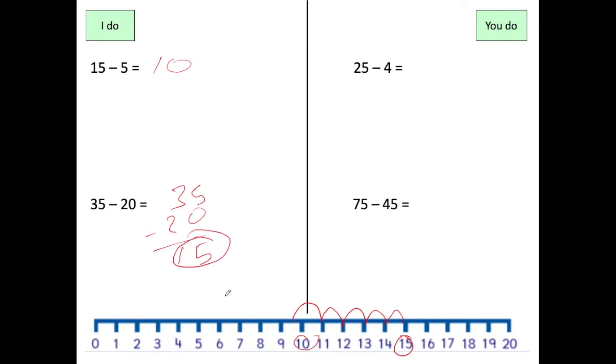So now if I can just get you to pause the video for me, attempt the 2 questions on the right hand side, and then we'll go through the answers. Yep, so for this answer you should have got 21, and for this one you should have got 30 using the column method.